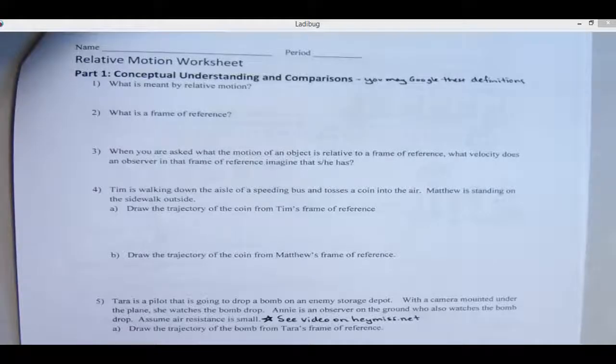Number 4, Tim is walking down the aisle of a speeding bus. Tosses a coin into the air, and obviously he catches it, hopefully. Matthew is standing on the sidewalk outside. So right now we're going to draw a trajectory, okay?